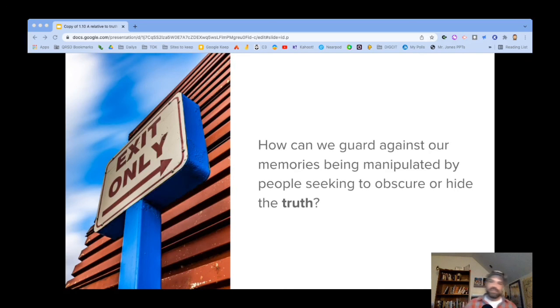For the exit, over in starters and exits, you're going to answer me in 3 to 5 sentences. How can we guard against our memories being manipulated by people seeking to obscure or hide the truth? Think about the activity we did at the beginning. Think about technology. Think about exercising your own brain. All right, so hit that pause button now. Do that.